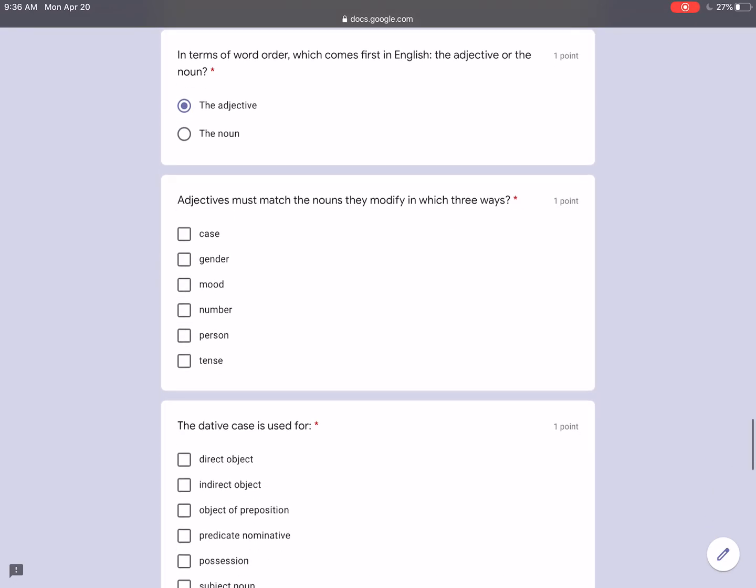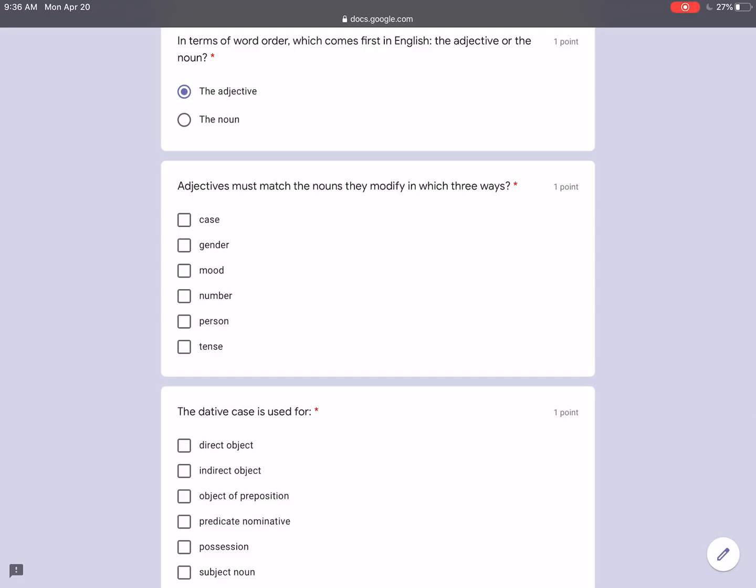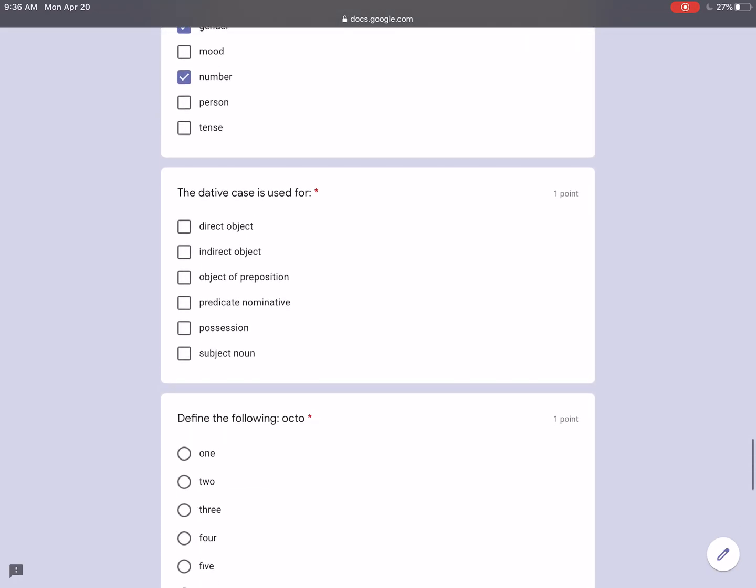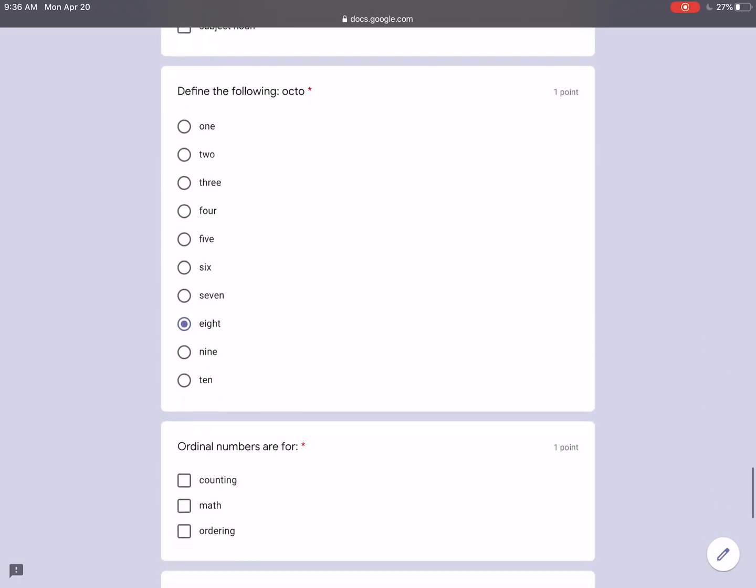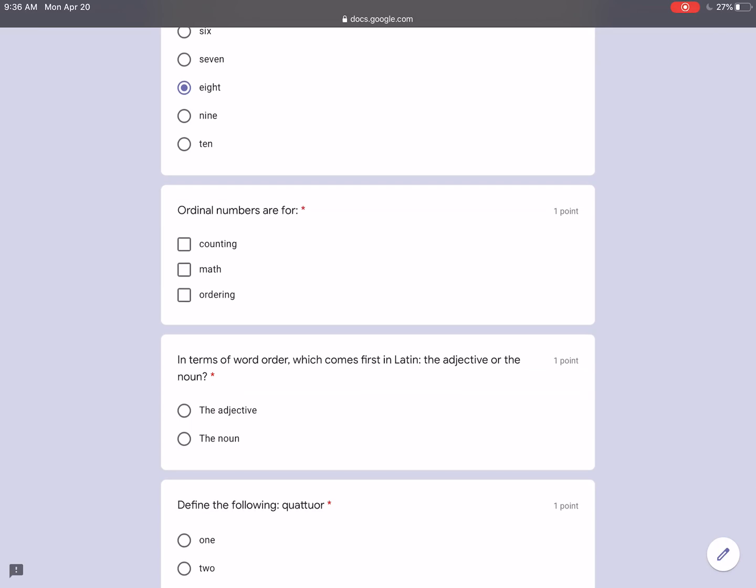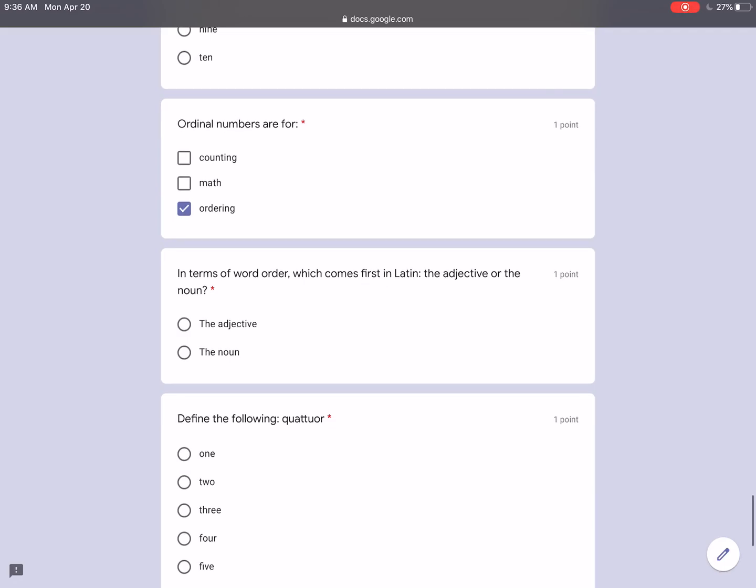Adjectives must match the nouns they modify in which 3 ways? Case is one, gender is one, and number is the other. It's got to match in those 3 ways. The dative case is used for indirect object. Octo means 8. Ordinal numbers are for ordering. We'll learn about those today.